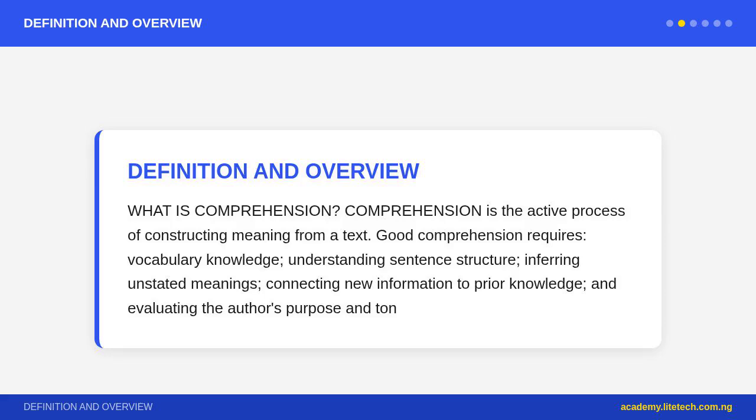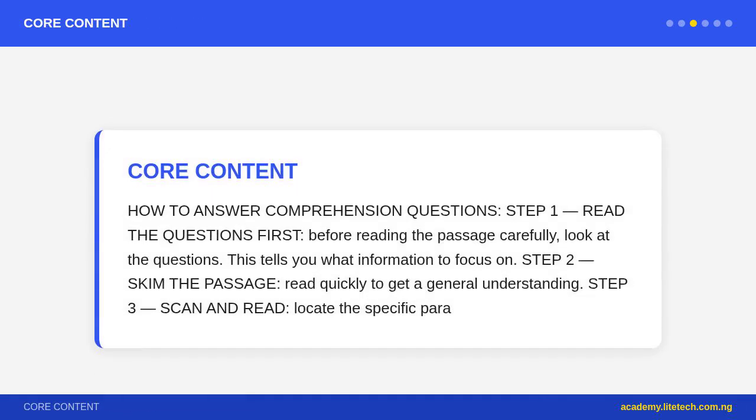How to answer comprehension questions. Step 1. Read the questions first. Before reading the passage carefully, look at the questions. This tells you what information to focus on. Step 2. Skim the passage. Read quickly to get a general understanding. Step 3. Scan and read. Locate the specific paragraphs that answer each question. Read those sections intensively.